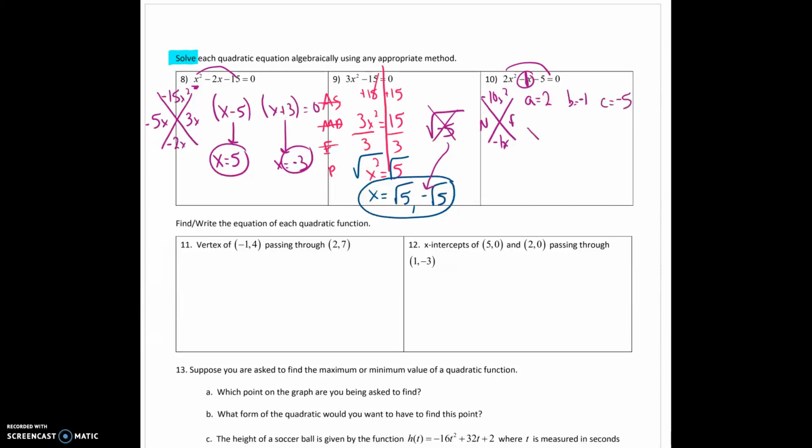So the song goes x equals, to get our answer, opposite b, so I'll use 1, plus or minus a big square root, and then b squared, so I'm going to square -1 in my head, so -1 squared is 1, minus 4, and then a, which is 2, and c, which is -5, and then it's all over 2 times a, so 2 times 2 is 4.